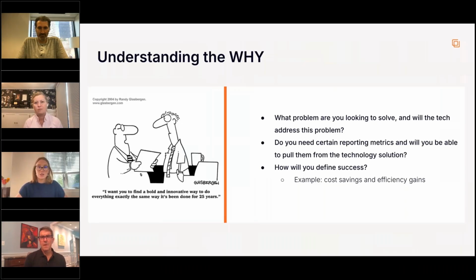I'd love to pass it to Shawn to really talk through when you thought it was time to make a change within your organizations. I know you've implemented a CLM solution twice now, so I'm curious to hear from you about what that inflection point was for you.